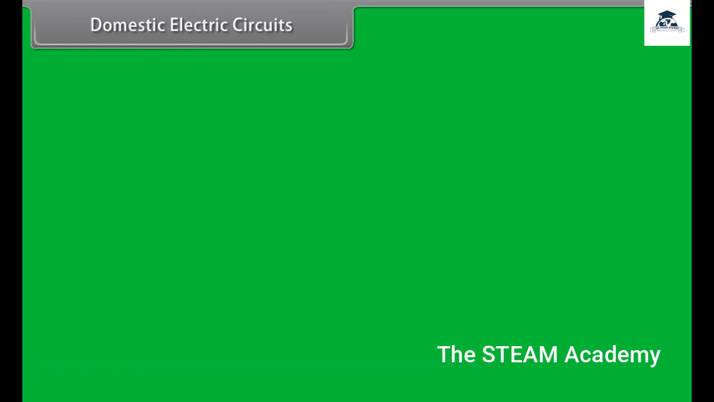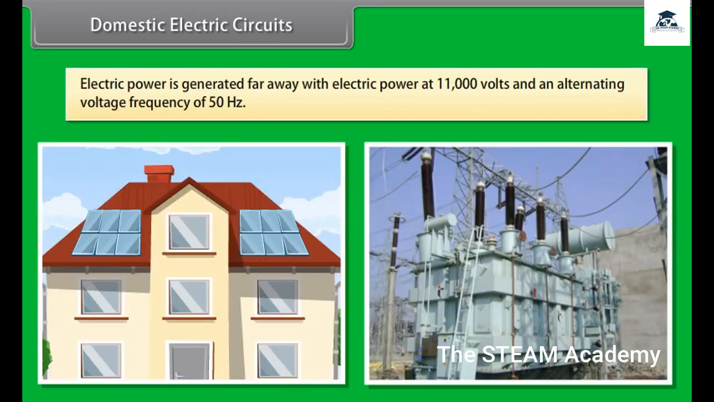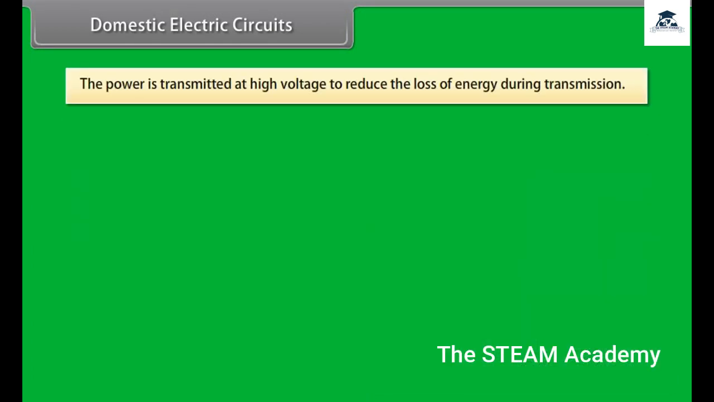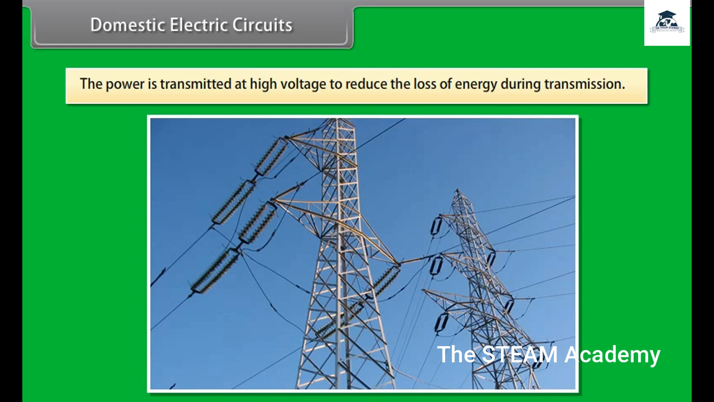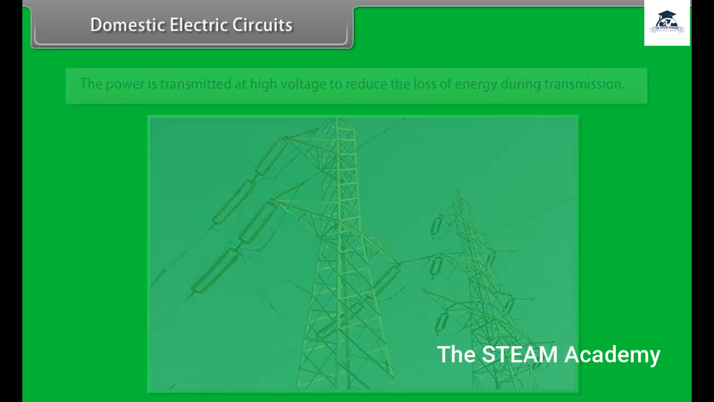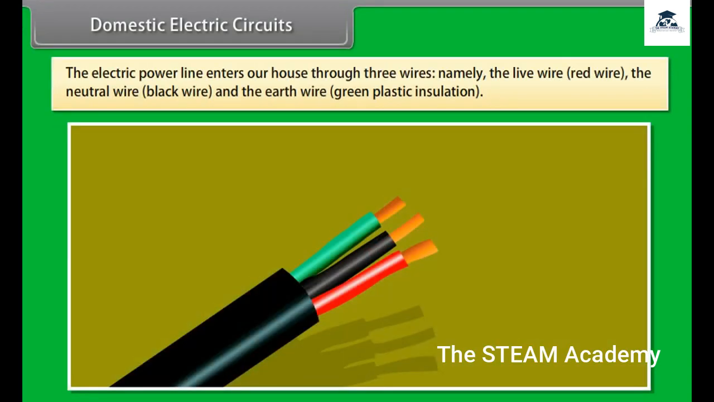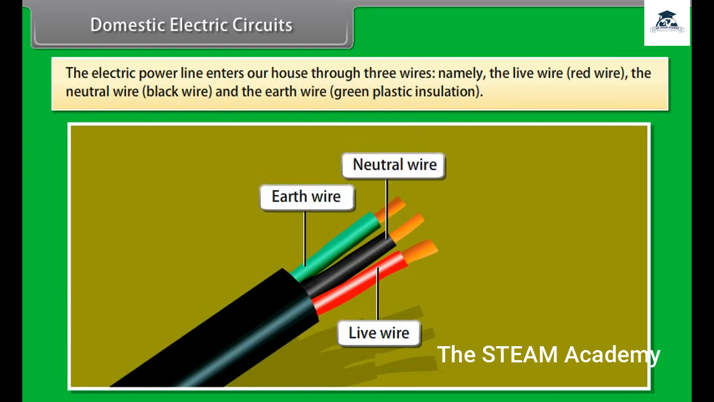Domestic electric circuits. Electric power is generated far away from the places it is consumed. At the generating station, the electric power is generated at 11,000 volts with an alternating voltage frequency of 50 Hz. The power is transmitted to the places of consumption at high voltage to reduce the loss of energy during transmission. The electric power line enters our house through 3 wires, namely the live wire, red, the neutral wire, black, and the earth wire, green plastic insulation.